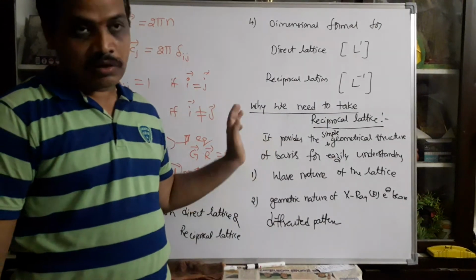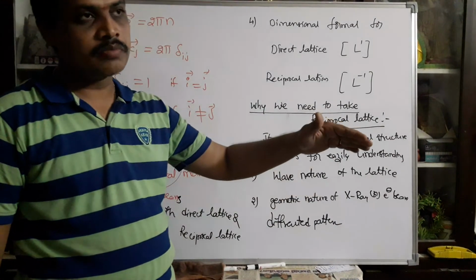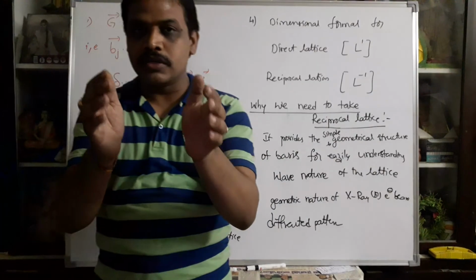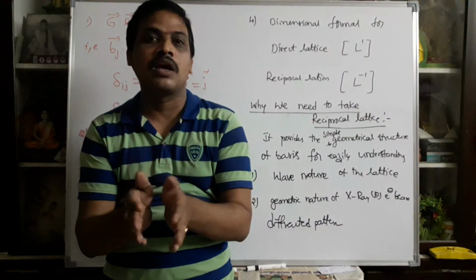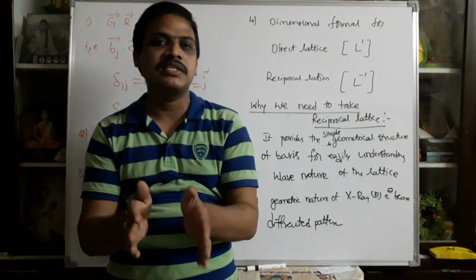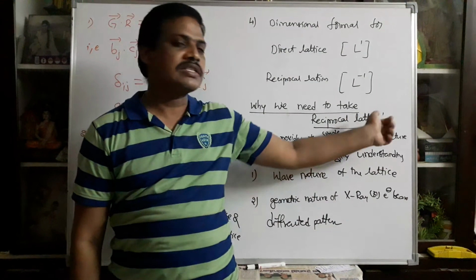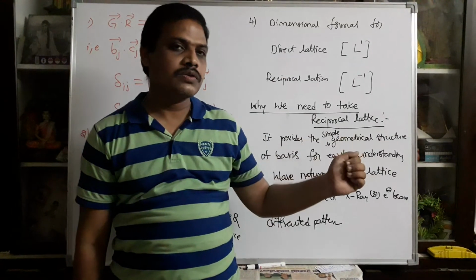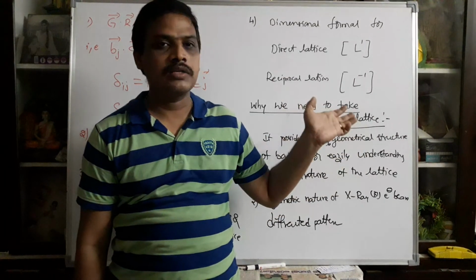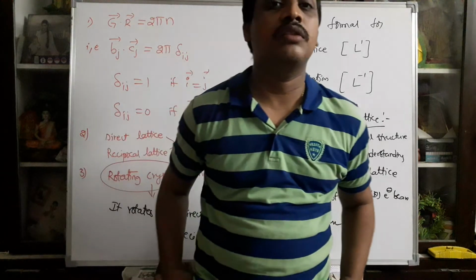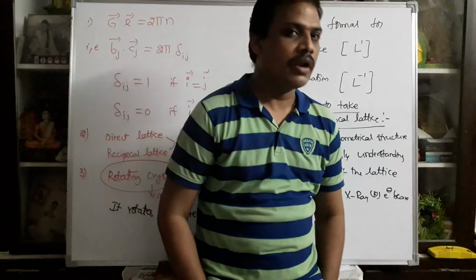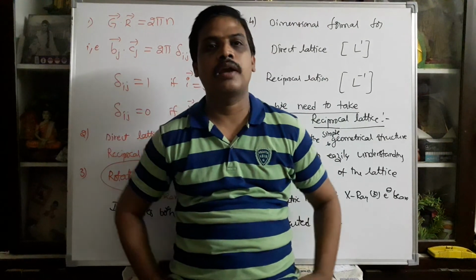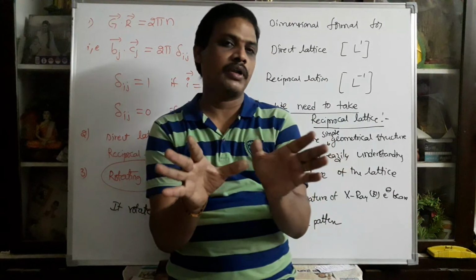Once X-rays or electron beams are diffracted, the diffracted pattern consists of concentric circles or concentric fringes. The diffracted pattern is easily studied by using the reciprocal lattice. This is the main purpose of introducing the reciprocal lattice. So the entire crystal structure has two lattices: one is the direct or crystal lattice, and the second one is the reciprocal lattice. Both have equal importance.